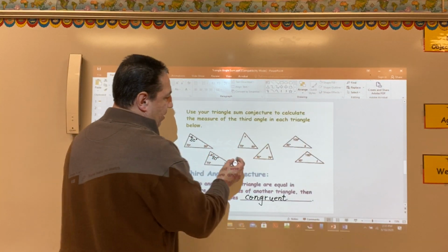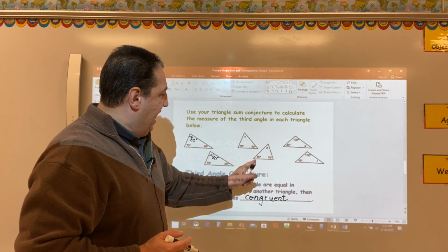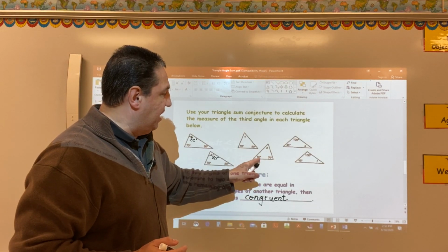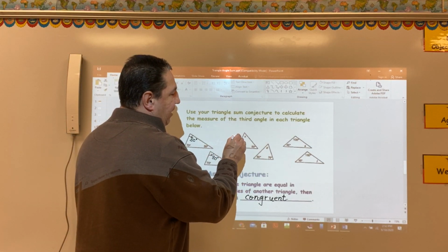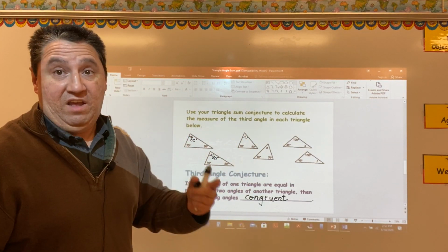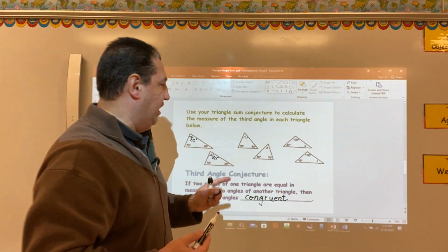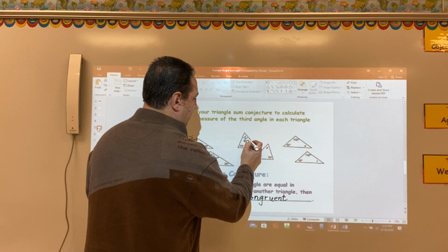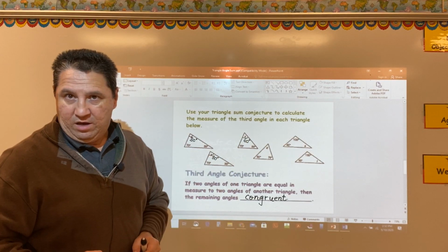Now, second example. These two given angles are 70 and 50. And the other two angles of the second triangle are the same, 70 and 50. Now, how do you find angle C? By adding the given angles, 70 and 50, and subtracting from 180. So 70 plus 50 equals 120. 180 minus 120 equals 60. So according to this conjecture, automatically angle D would be 60.